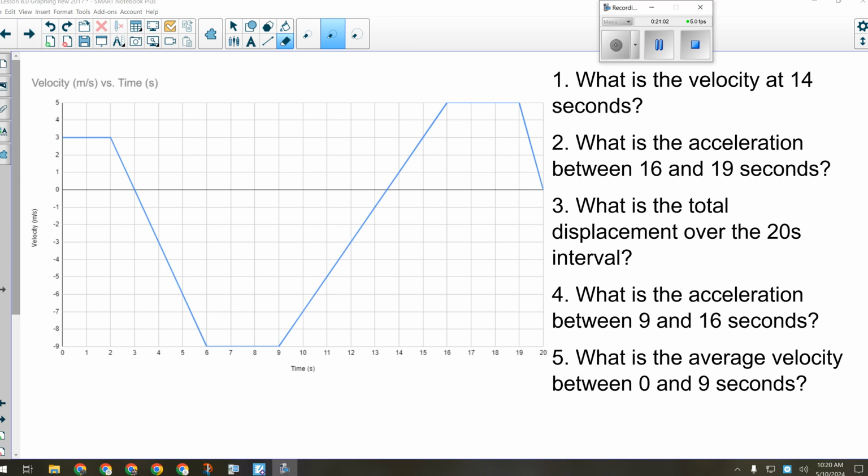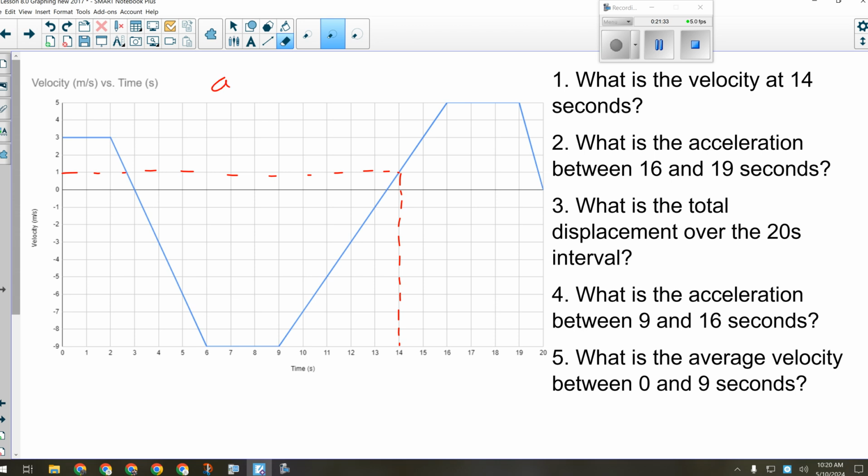Okay guys, just so we get through this one, we're just going to walk through it quickly here. Number one, this is a velocity versus time graph. Can I read the velocity directly off of this graph? I can, right? So at time 14 seconds, the velocity is positive 1 meter per second. I can just read it directly off the graph. What is the acceleration between 16 and 19 seconds?